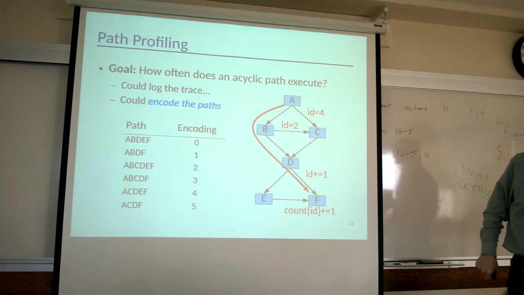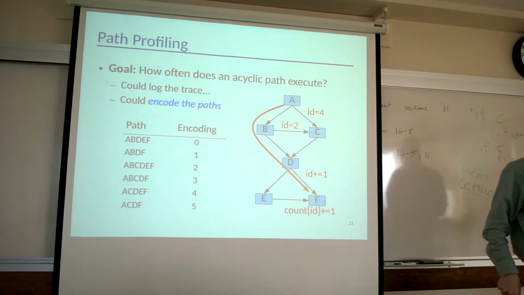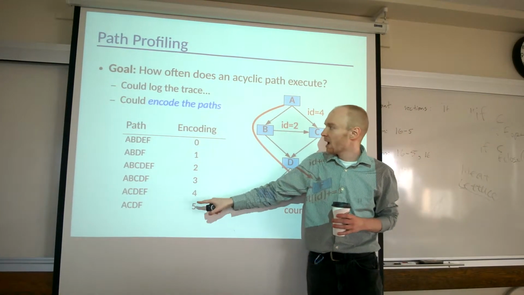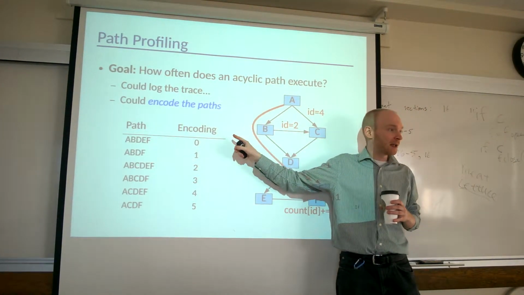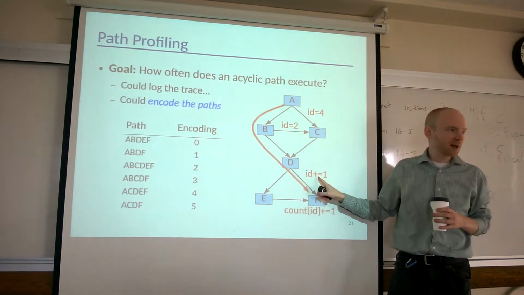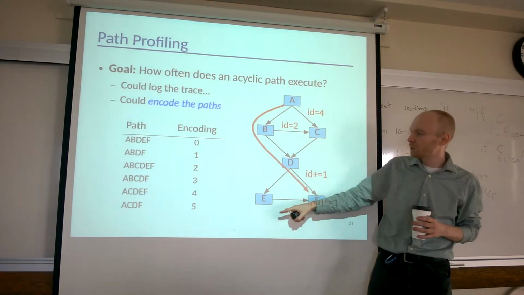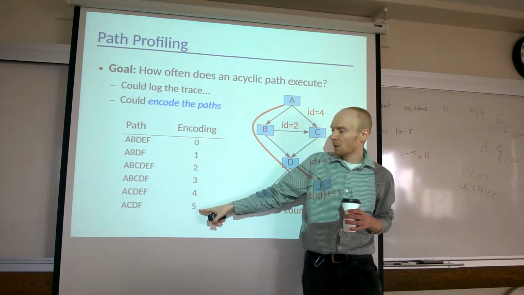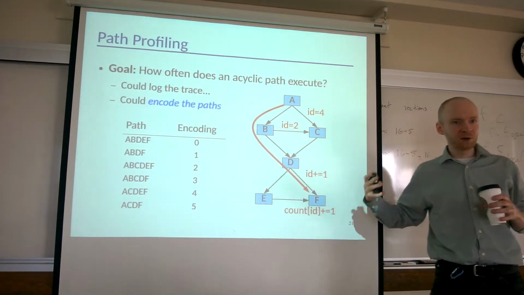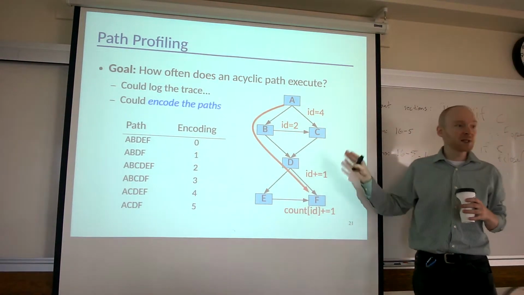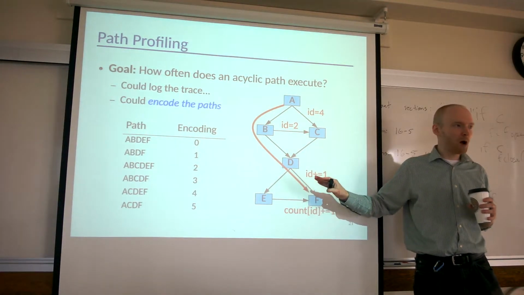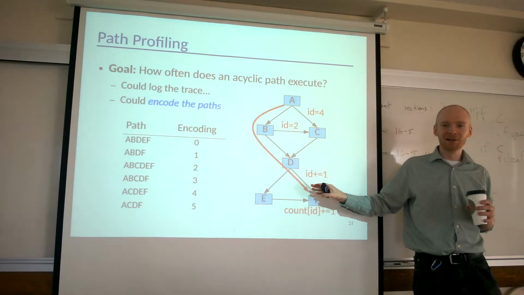Or we could encode the paths. So we can be a little bit smarter and say, well, maybe every path has one ID, and instead of calling some expensive logging function at every basic block, we can just add some extra instrumentation, some arithmetic operations along the path, so that we compute the ID along the way. So we can be a little bit clever about the structure of the graph to make this happen. This is an example of encoding. Okay? And we're going to walk through how to do this.